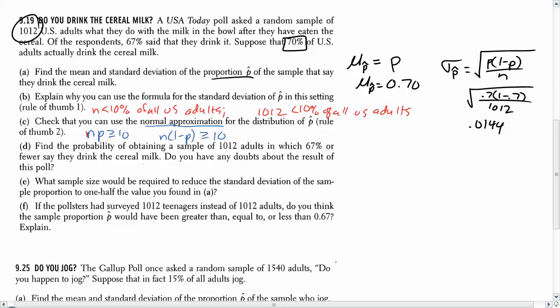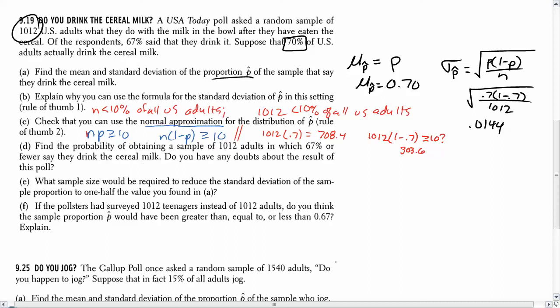Okay, well, the 10 successes and 10 failures are both going to be easily obtained. It would be 1,012 times 0.7, which is 708.4. And it's also 1,012 times 1 minus 0.7, or times 0.3, and that one is 303.6. Both of those are bigger than 10, so we're good there. Letter D is going to help you with what you're doing today in class.